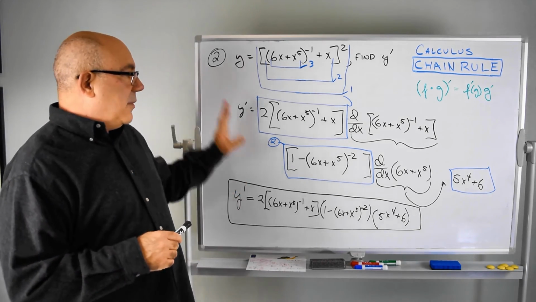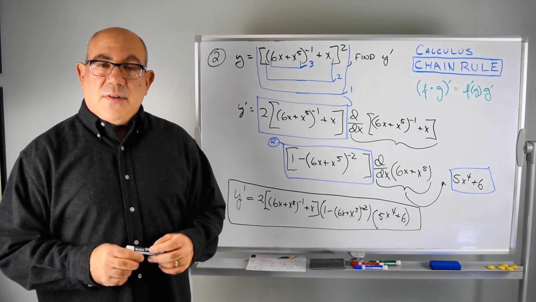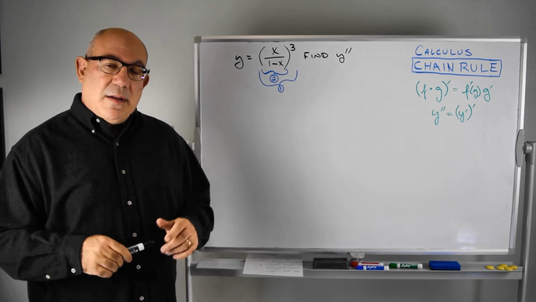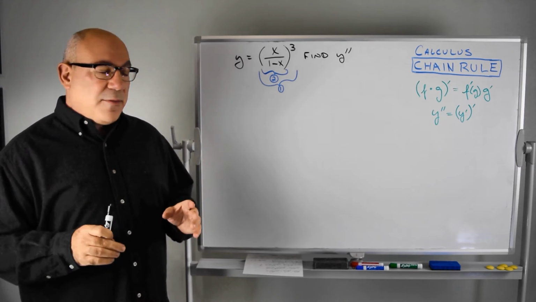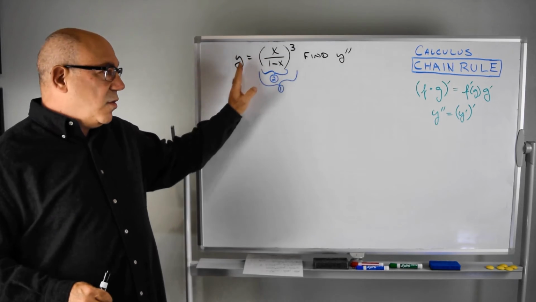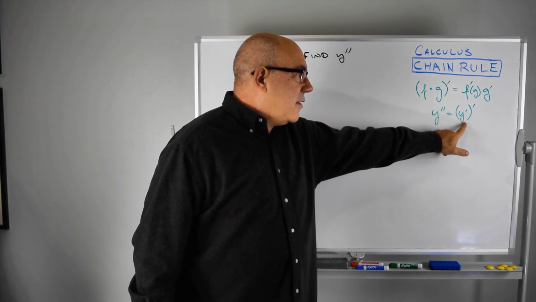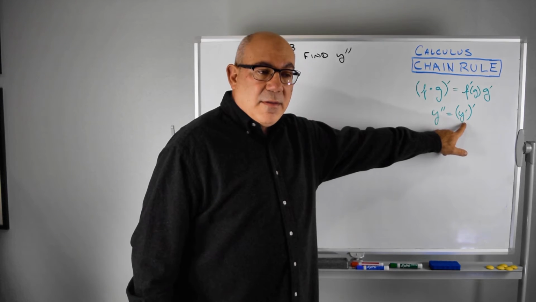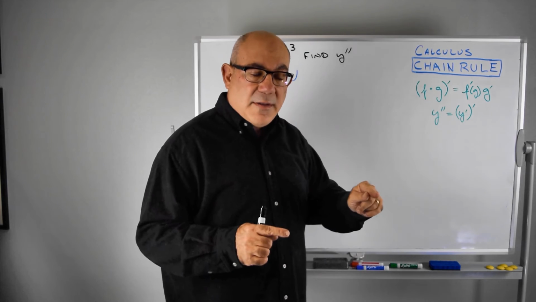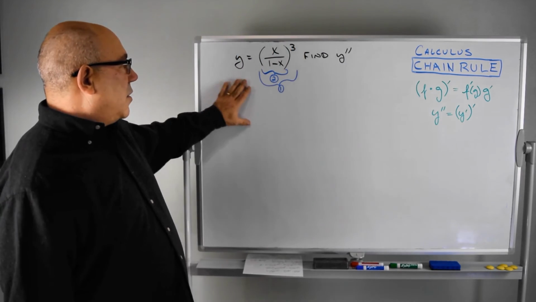So let me clear this off, and then we'll get to our third problem, and that'll wrap up this video. So we're on to problem 3. Now problem 3 is a little bit different in that we have to find the second derivative of y. The definition of the second derivative of y is the derivative of the derivative of y. So that's what this expression says here. So we're going to solve this.